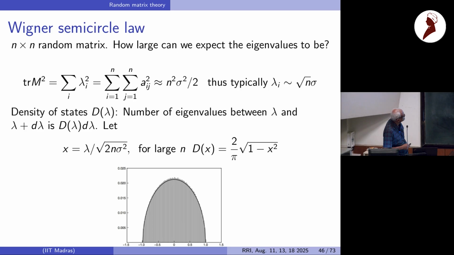But this itself, if you say that all the eigenvalues have the same scaling, then this is going to scale as small n times lambda_i squared. And so lambda_i is going to scale as square root of n sigma. It means that if you take a 100 by 100 random matrix, the eigenvalues you're going to get are going to be of the order of 10, if sigma is 1. And if you scale this by square root of n sigma squared, you will get a distribution lying between -1 and 1. It doesn't look like a semicircle, but it's called the semicircle law.